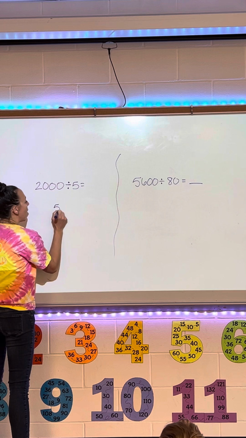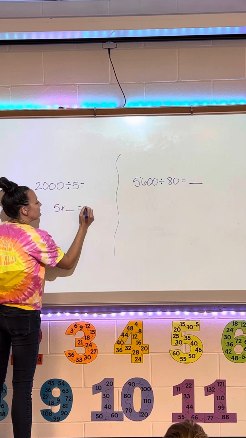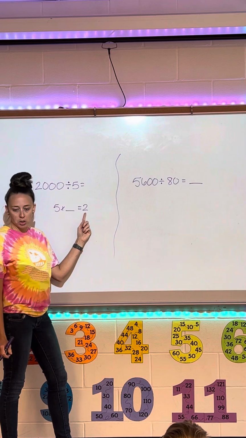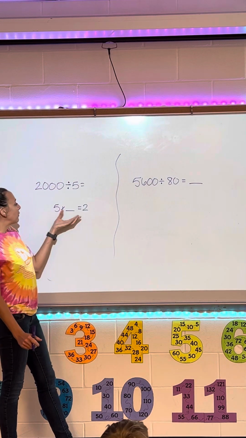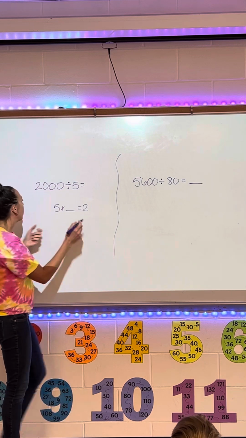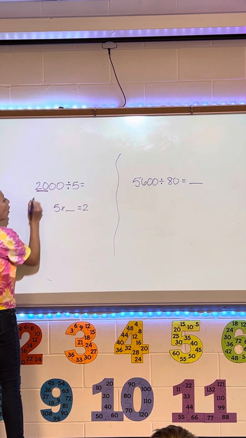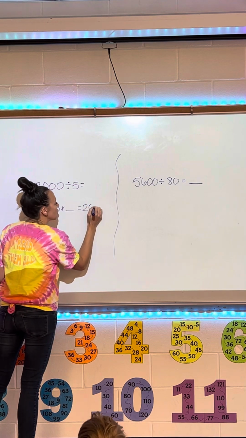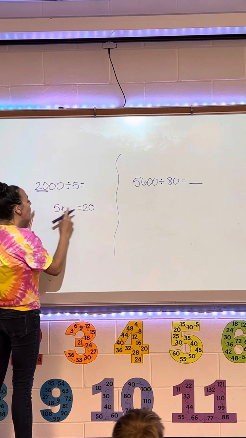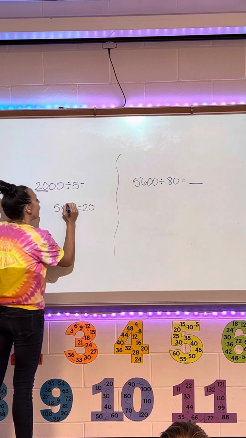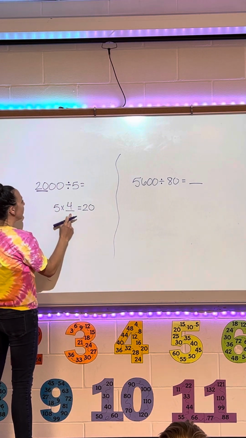We've got 5 times what gives me 2. Does anything times 5 give me 2? No. So that means I've got something wrong. What am I missing? You forgot to drop your 0. I didn't use the whole basic fact, right? I just pulled that 2 down where it's actually a 20. Well, what times 5 is going to give you 20? 4. So I know that 4 times 5 is going to give me 20.